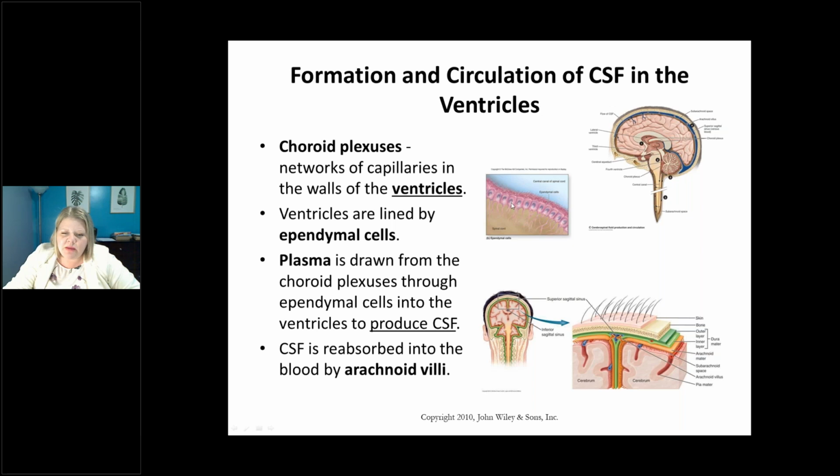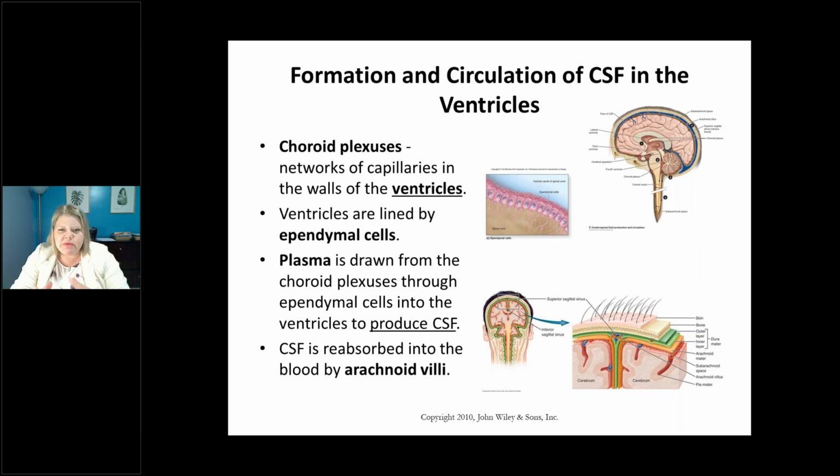This picture is showing a single layer of ependymal cells with a bunch of villi on the inner surface of the ventricles. The ventricles are a hollow space that's holding the cerebrospinal fluid, and the ependymal cells lining the ventricles are actually secreting the cerebrospinal fluid. They have little tails or villi on them that beat the fluid across the surface, circulating it around the brain and the spinal cord.